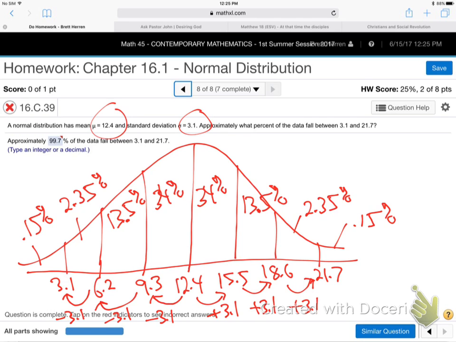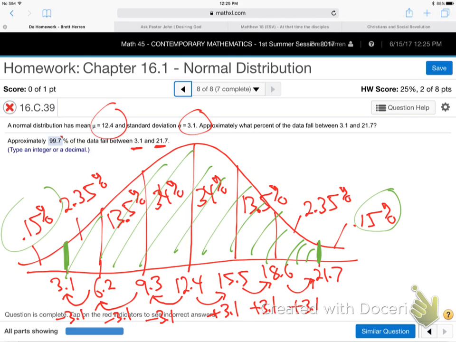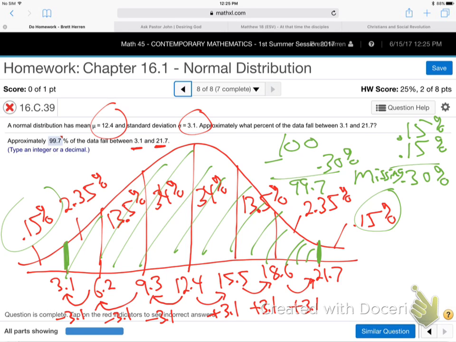Now, here comes their question. What percent of the data is between 3.1 and 21.7? Well, here's 21.7. Here's 3.1. They want all these percentages, don't they? See that? So you can just add them all up on your calculator, or if you want to save time, you can just subtract the two parts that are missing from 100. Either way. Right? What are this little part's missing and this little part's missing? That's 0.15 and 0.15 adds up to 0.30. So this is what's missing, is 0.30%. So 100 minus 0.30 is 99.7.